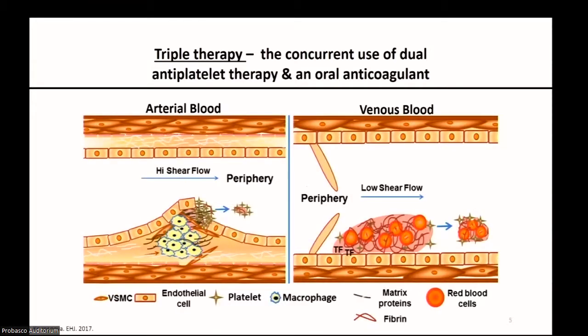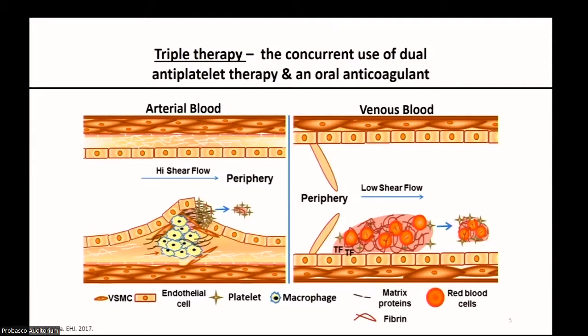In the human body, we have blood moving through our circulation with high shear flow and low shear flow. Shear flow is just flow induced by force. Structurally, the thrombi that can occur under these two different types of flow are distinct. This figure from the European Heart Journal does a really good job of highlighting the major differences between arterial and venous thrombosis.